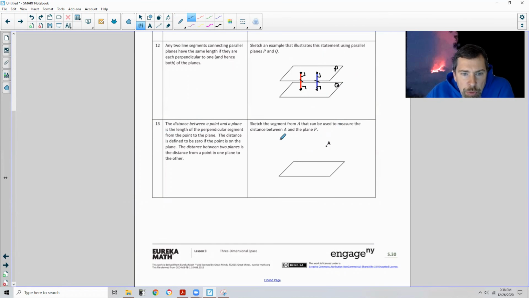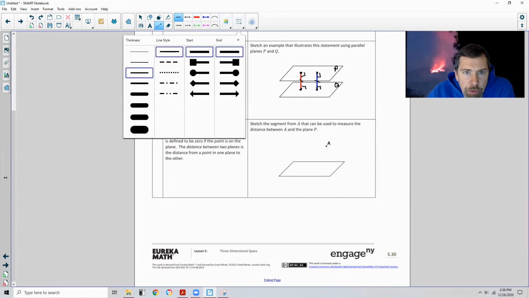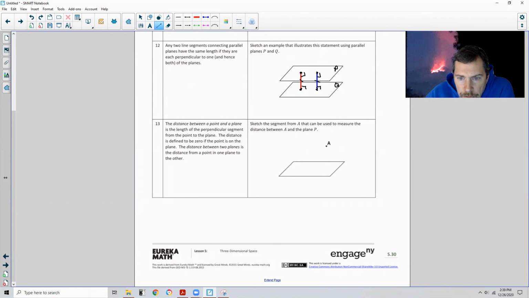13, the distance between a point and a plane is the length of the perpendicular segment from the point to the plane. So if I drew another segment, I'll do it solid. Perpendicular segment, I'll use green this time, from A down to the plane, like so. Like that. The distance is defined to be 0 if the point is on the plane. So if A were down here, the distance of this segment would be 0.